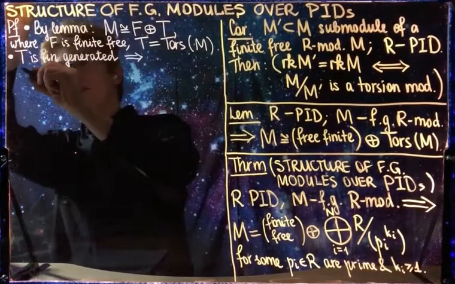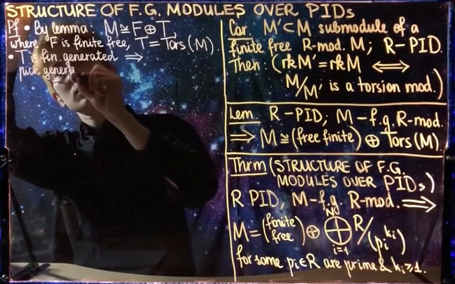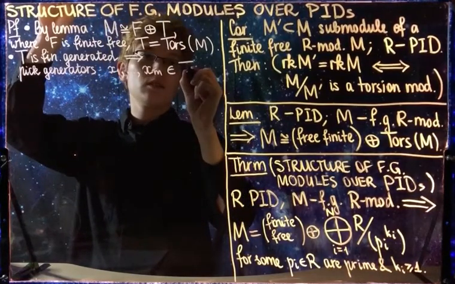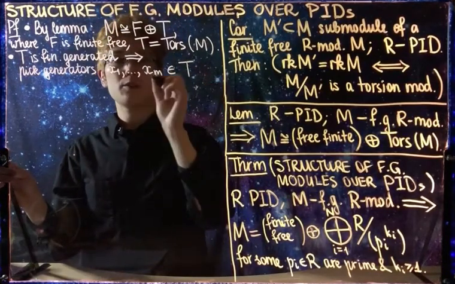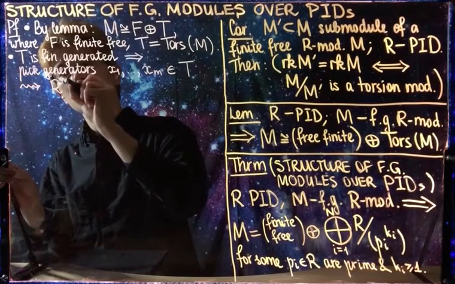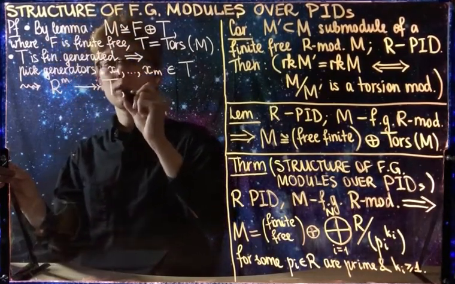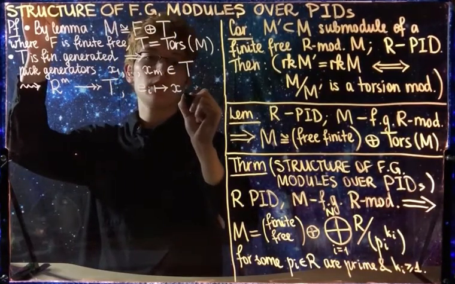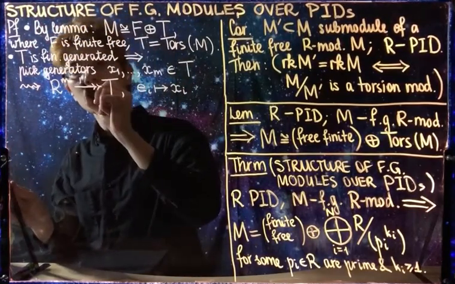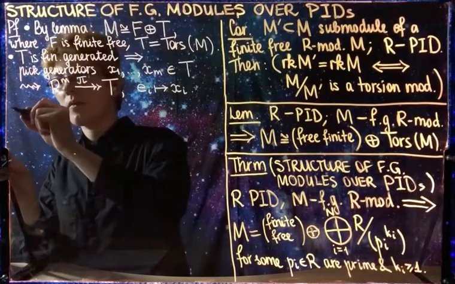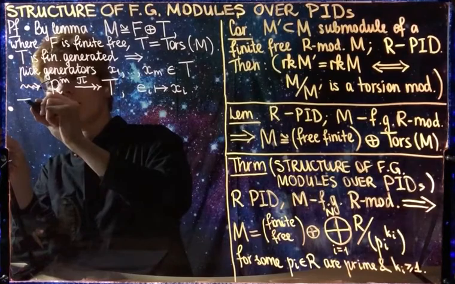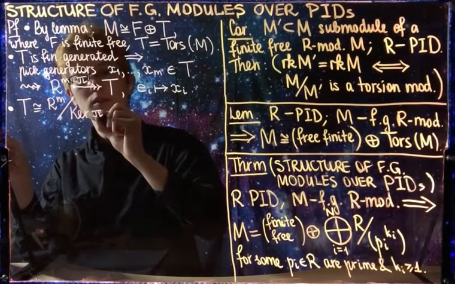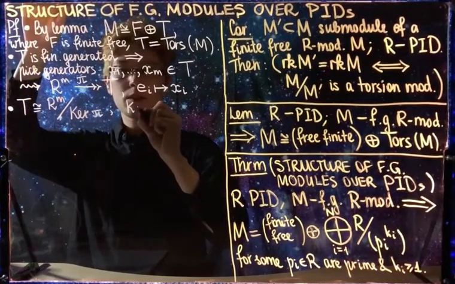So I can pick generators x1, ..., xm in T. And these generators define a surjection from R^m onto T. And this surjective homomorphism sends the ith standard basis vector to the generator xi. Let me call this surjection pi. So we know by the first isomorphism theorem that T is isomorphic to R^m mod the kernel of pi.